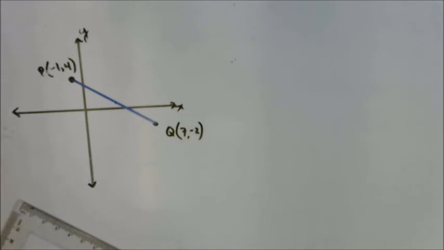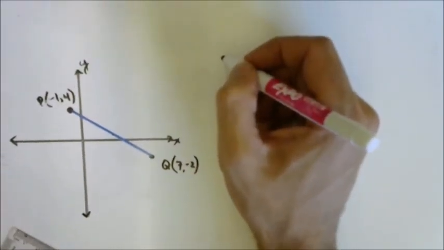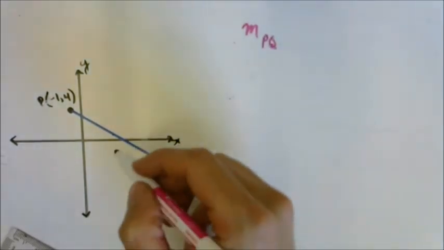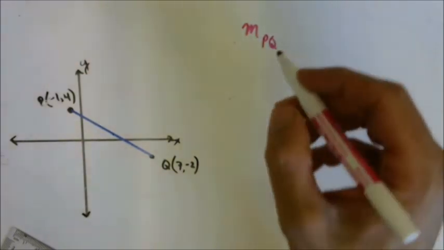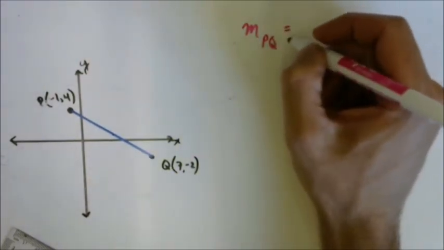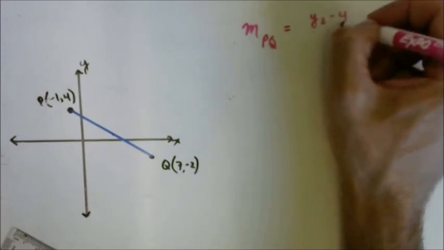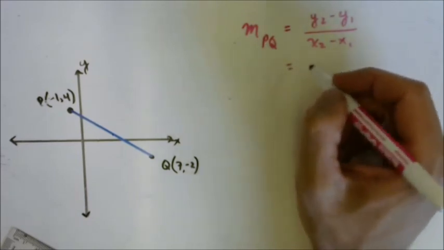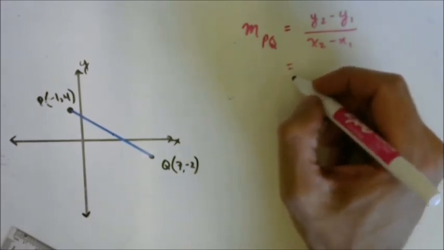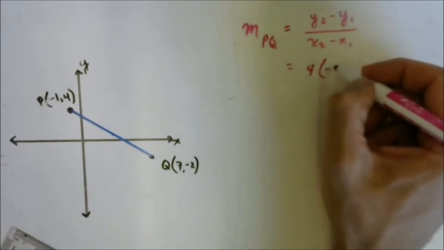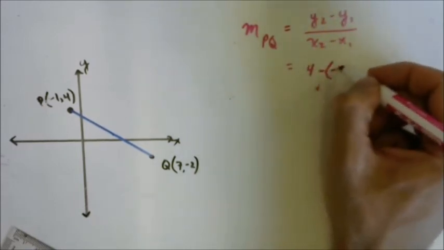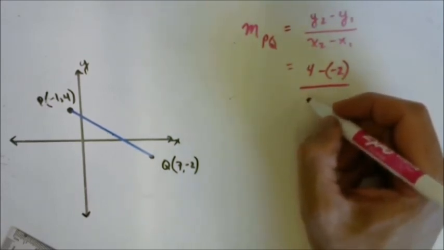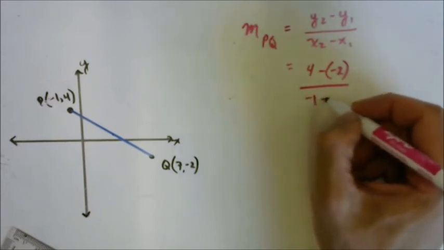Let's work through that. So we're going to determine first the slope of PQ, because the slope of our perpendicular line is going to be the opposite reciprocal of this. So remember, slope is the rise over run, which is y2 minus y1 over x2 minus x1. Again, it doesn't matter which points you use for 2 and 1 as long as you're consistent. You go 4 minus -2 over x2, which would be -1 minus 7.